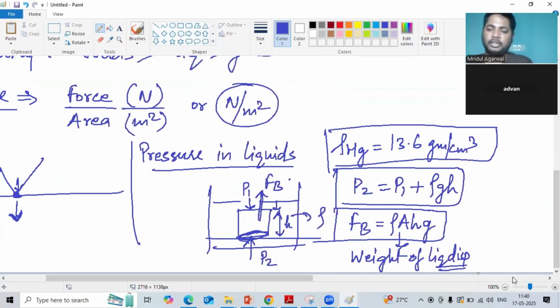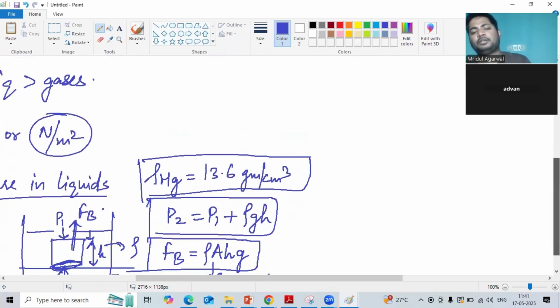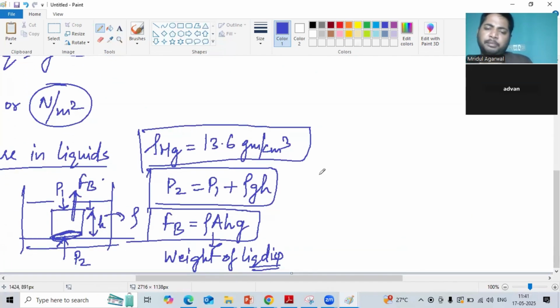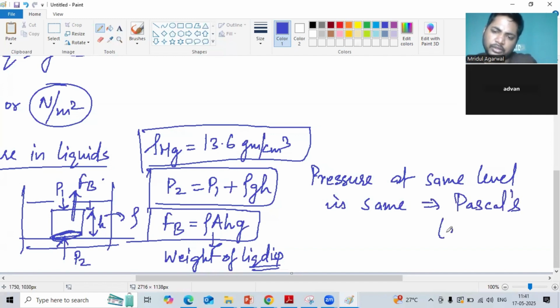So this is the part for the pressure in the liquids. Now, also remember that pressure at the same level is the same; that is given by Pascal's law. Okay, so this is Pascal's law.